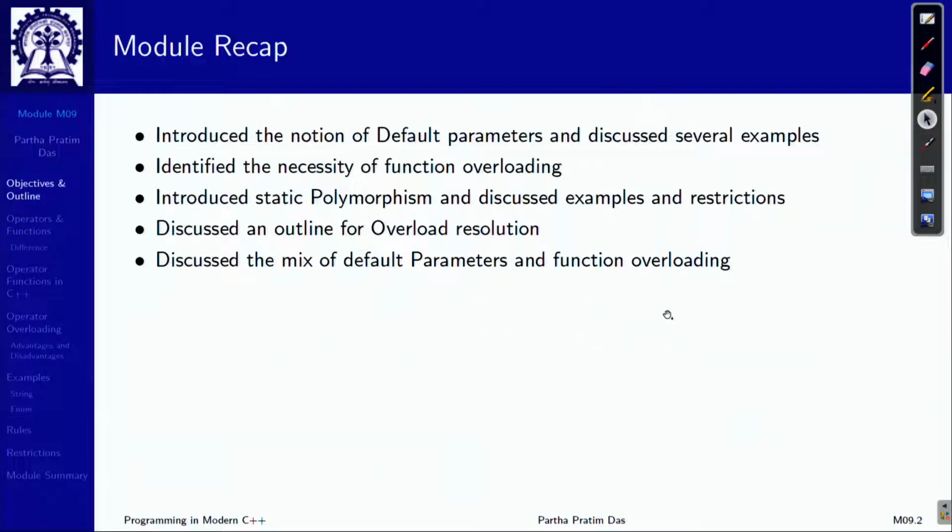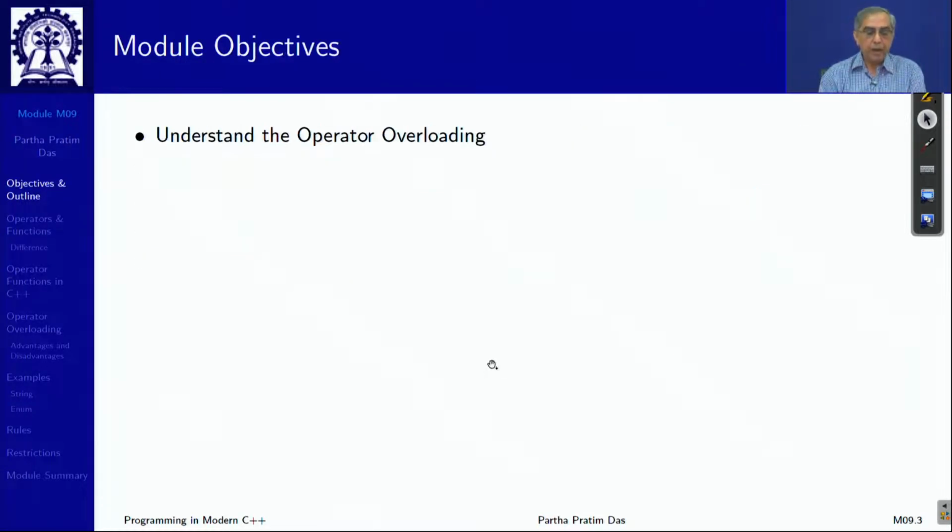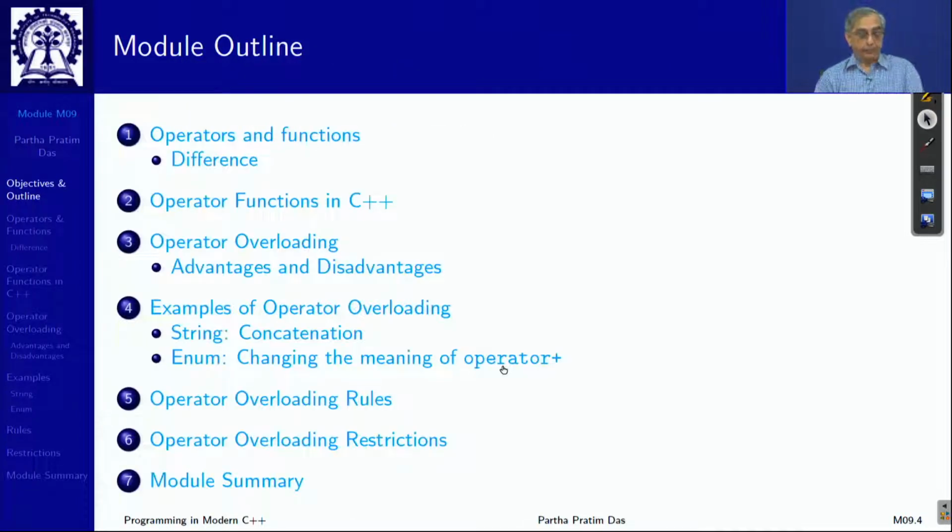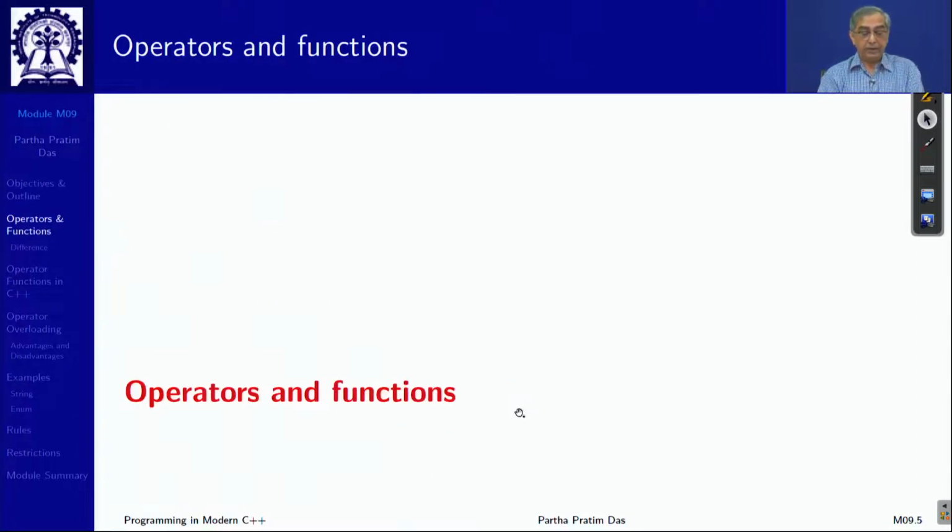In the last module, we talked about static polymorphism, particularly proliferating into default parameters and function overloading, how to resolve those overloads, and how default parameters and function overloading interplay between them. We will now extend that concept of overloading into what is known as operator overloading, which will again be a new concept for you all. So, this is the overall outline. You will find it on the left.